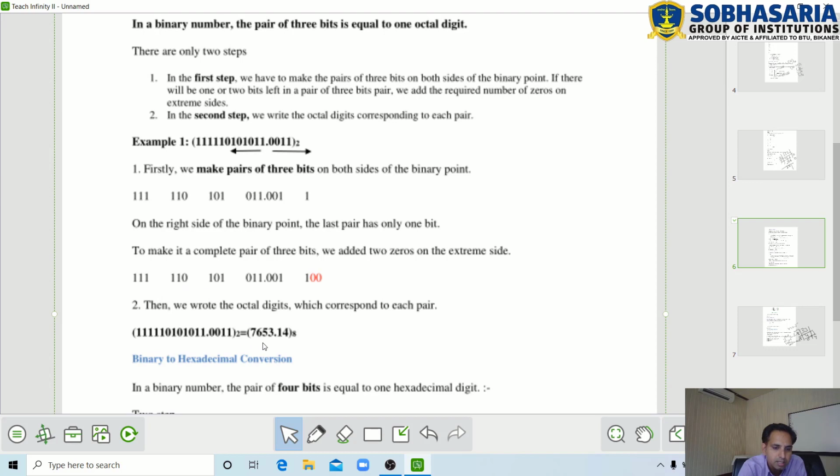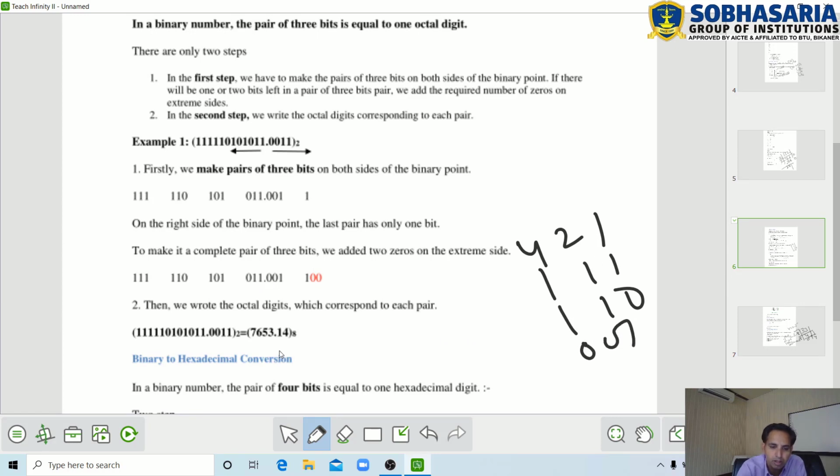110 means 6. Again we know the 421 code: 111 means 7. 110 means 4 plus 2, which is 6. So how is it calculated? It is calculated from this 421 code. 100 means 4, and after the point 001 means 1. So this is the binary to octal conversion.